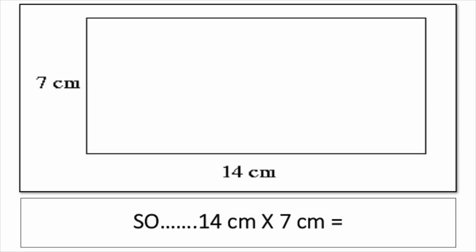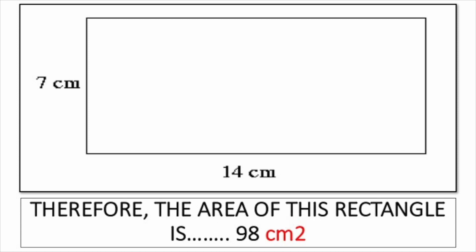98? Let's have a look. 14 times 7 equals 98. Well done, Dan. But what do we have to do, guys, with the area? What do we do with our answer? What needs to come at the end? 2. The number 2, because the area is always squared. Therefore, the area of this rectangle is 98 centimeters squared.